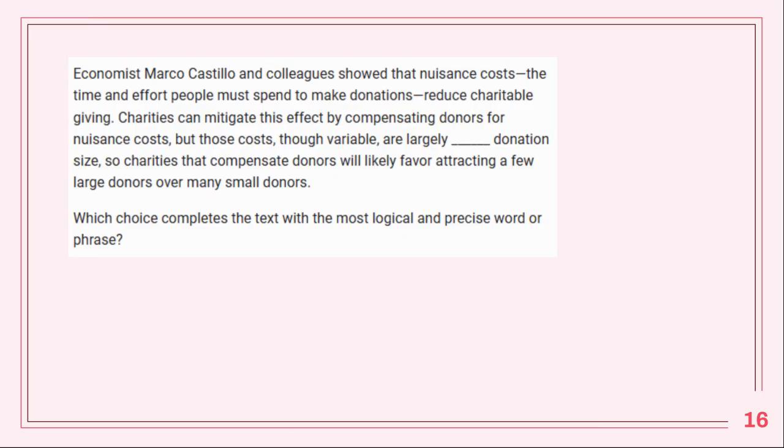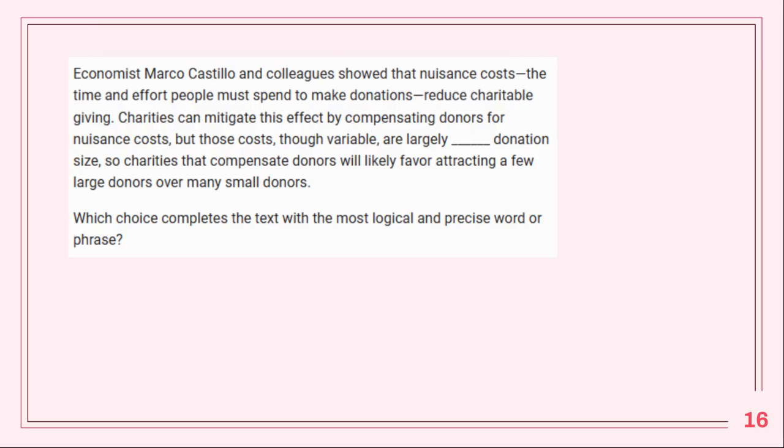We're talking about nuisance costs, and we're saying that the time it takes for people to go on the website and make the donation kind of reduces charitable giving. So people don't really want to donate to charities because it seems to be so much work to make the donation. That's what we're saying.